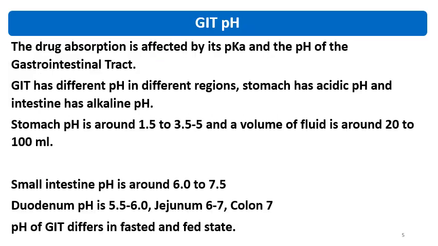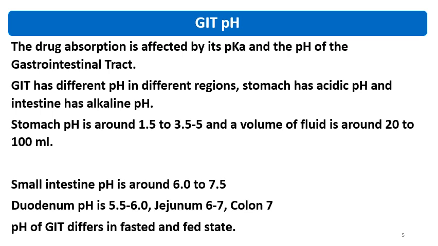Now let's see the GI pH. The drug absorption is affected by its pKa and the pH of the GI tract. See, the GI tract has varying pH in the different regions. So depending on the pH environment of the GIT, the absorption of the drug molecules will be affected. The GI tract has a different pH in different regions. The stomach has an acidic pH and the intestine has an alkaline pH.